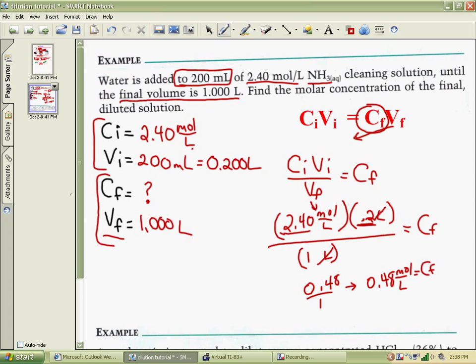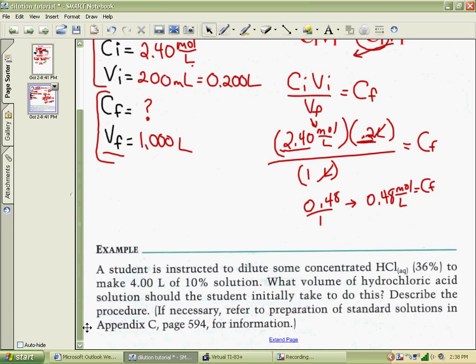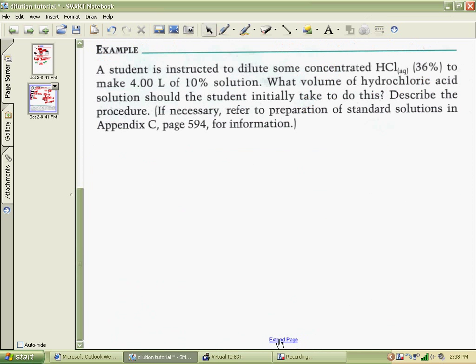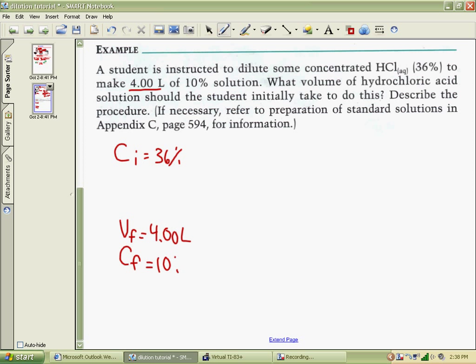If we look at our second example, again, I'll just quick check for time. It's 2.5 minutes or so. A student is instructed to dilute some concentrated HCl. So you're starting with a concentration of 36%. And you want to make 4 liters. So my final volume is 4 liters. And you want a 10% solution at the end. Notice that your final concentration has to be smaller because you added water to it. You diluted it. So your beginning volume had better be smaller because when you add water, it's going to get bigger, right? We're looking for VI.